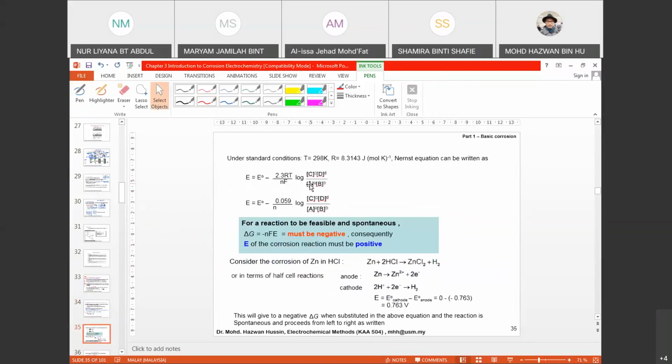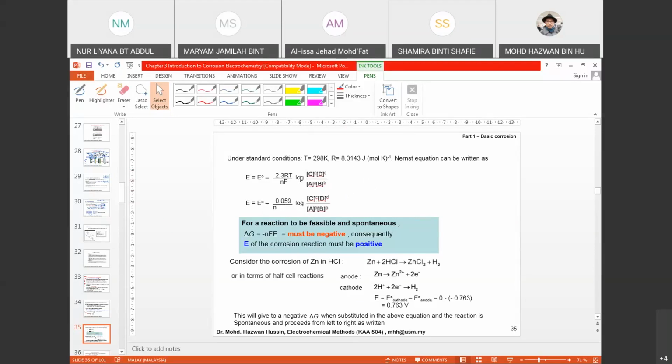Right. The standard condition that we always talk about is when the temperature equals 25 degrees C, or 298 Kelvin, with the R value, or the gas constant, equal to 8.3143 joule over mole Kelvin. Okay, then when you substitute this value, you get this simplified form.